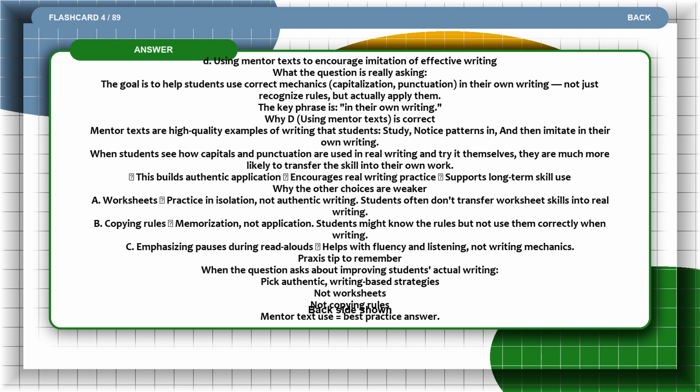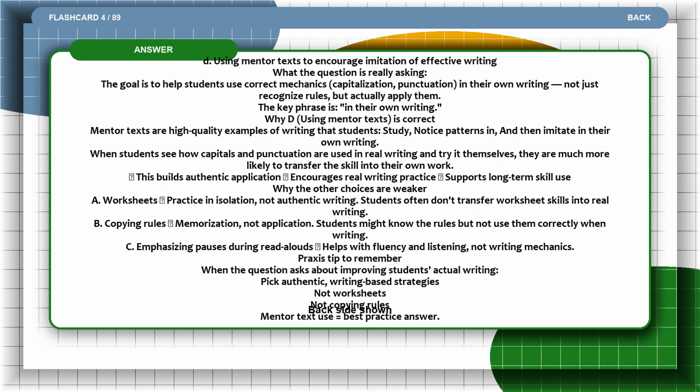Why D, using mentor text, is correct. Mentor texts are high-quality examples of writing that students study, notice patterns in, and then imitate in their own writing. When students see how capitals and punctuation are used in real writing and try it themselves, they are much more likely to transfer the skill into their own work. This builds authentic application. It encourages real writing practice. It supports long-term skill use.